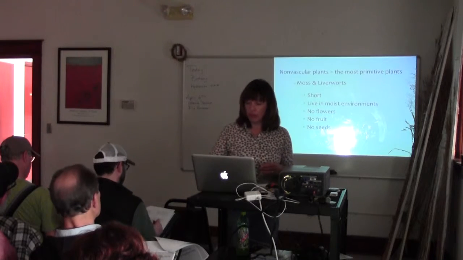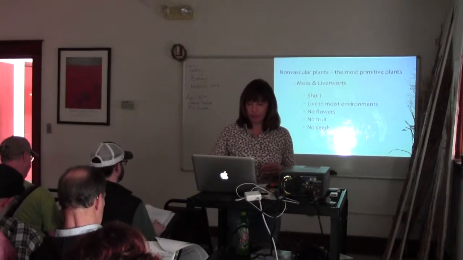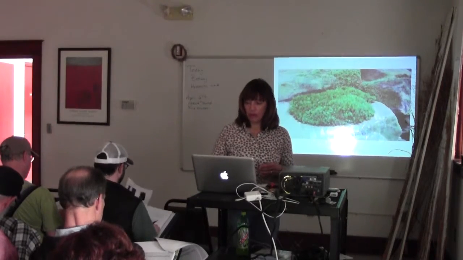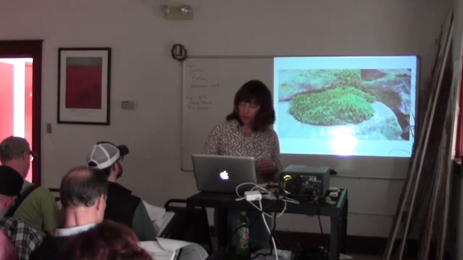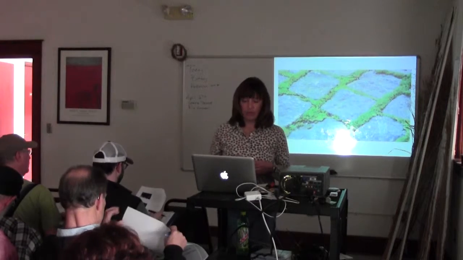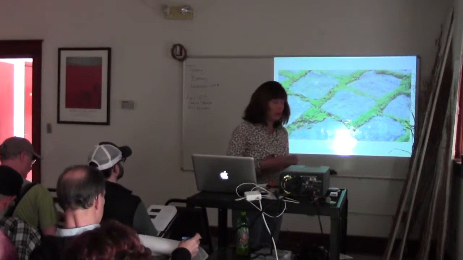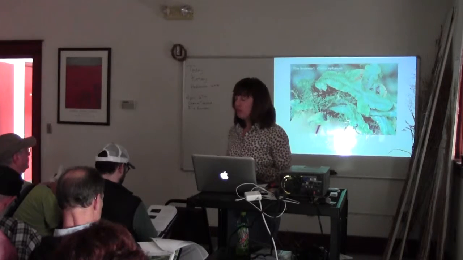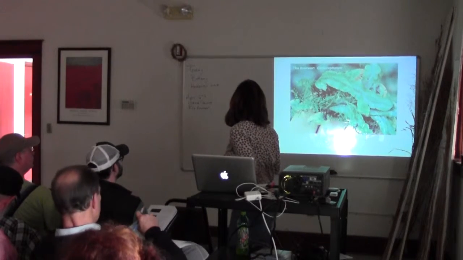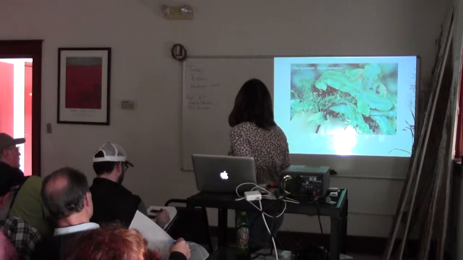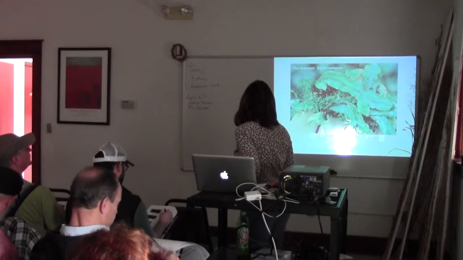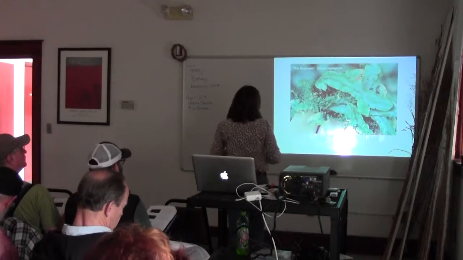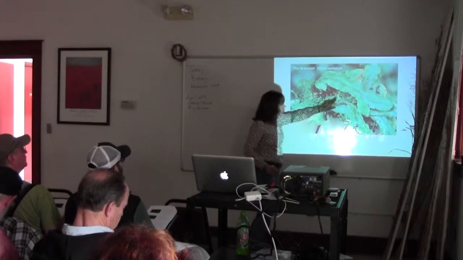No roots. So here's some more. So we have mosses on Konza. We also have some of these guys, liverworts. A liverwort is another very primitive plant. That is somebody's hand to give you a frame of reference. So we have kind of the fringe structure. This is moss, and then this is a liverwort.